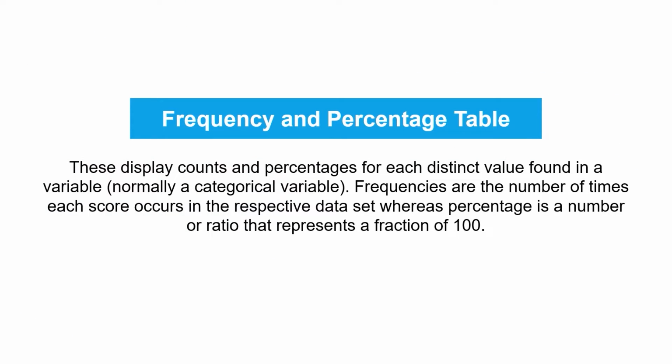Let's start with frequency and percentage tables. This displays counts and percentages for each distinct value found in a variable, normally a categorical variable. Frequencies are the number of times each score occurs in the respective dataset, whereas percentage is a number or ratio that represents a fraction of 100.